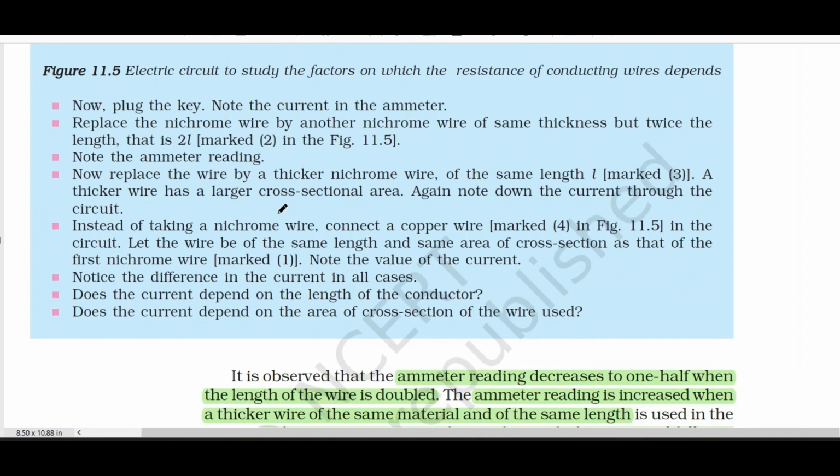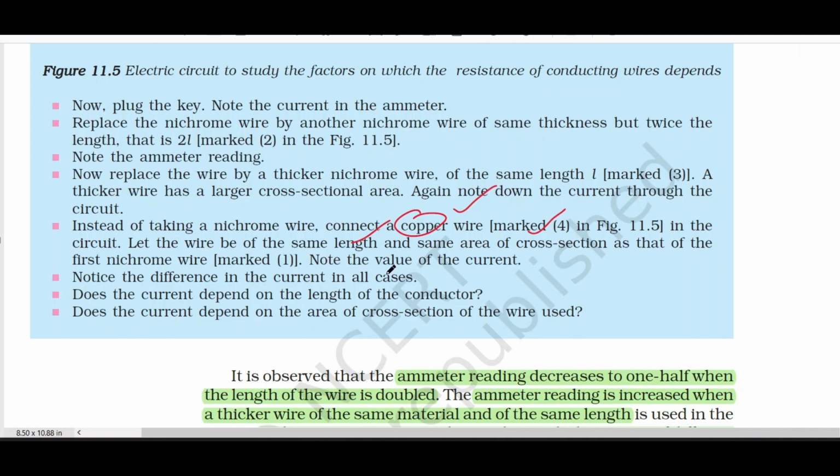Now instead of taking a nichrome wire in the fourth condition, what do we do? We connect a copper wire in the circuit. Let the wire be of the same length and same cross sectional area as that of the first nichrome wire. Note the value of the current. इस केस में हम मटेरियल ही चेंज करते हैं, निक्रोम की जगह कॉपर लेते हैं, हम लेंथ और थिकनेस सेम रखते हैं. Okay, and then we measure the ammeter reading. Notice the difference in the current in all the cases.